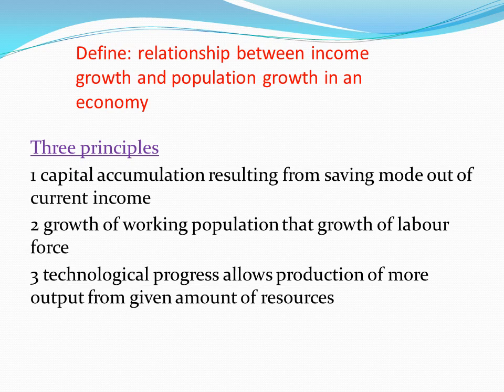Let's explain that. Income growth means that income appreciates. Population growth means that population will increase in an economy. Next, three principles. Firstly, capital accumulation resulting from saving made out of the current income. As current income increases, saving will increase. Then capital investment leads to profit, and profit enables more capital accumulation.